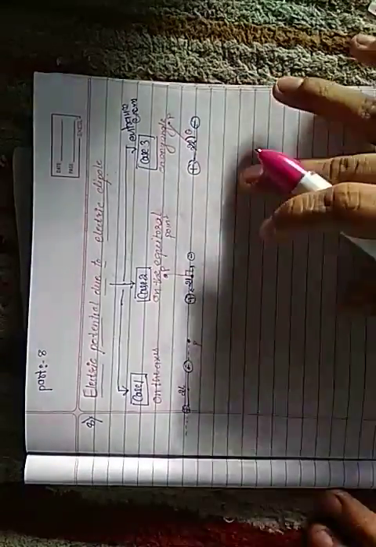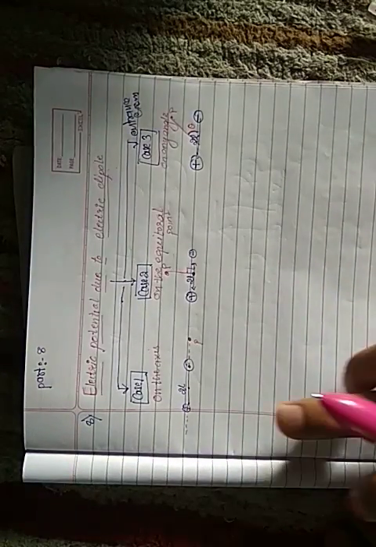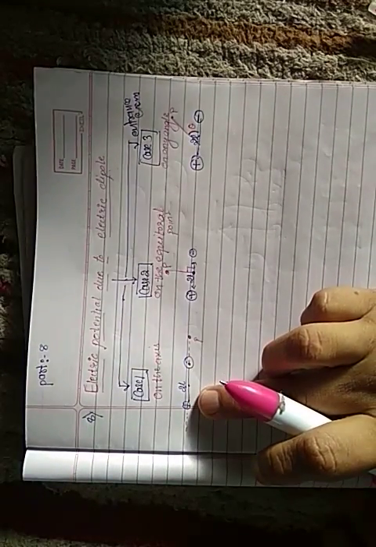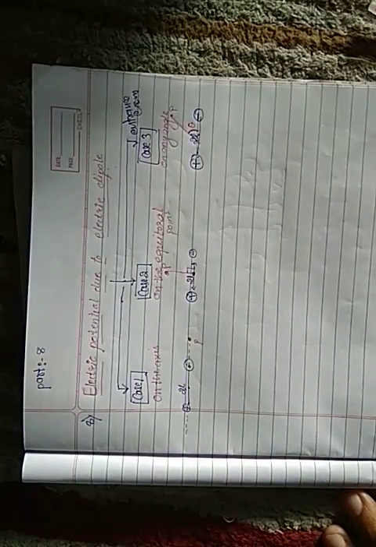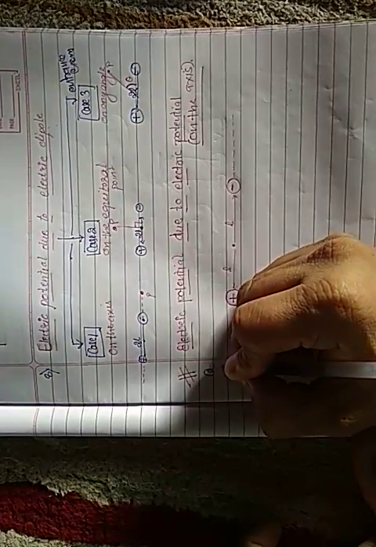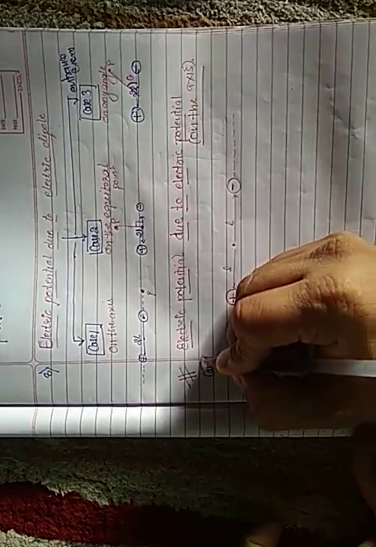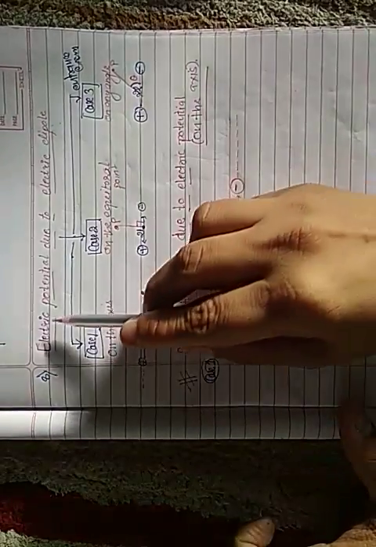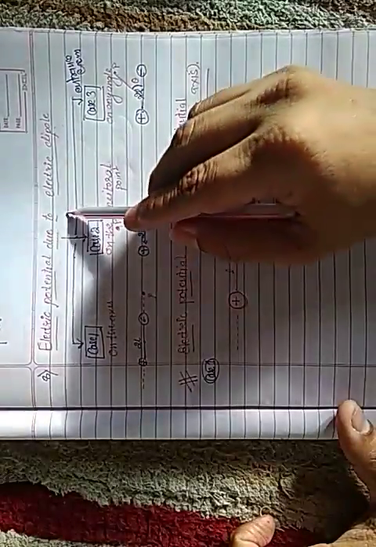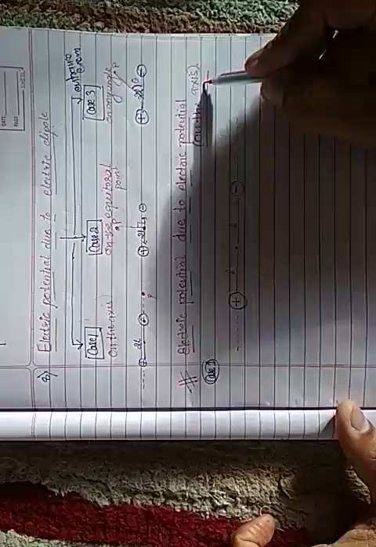So we have to discuss these 3. Starting with the very first one, case number 1. What is case number 1? We have to calculate electric potential due to dipole on the axis. So we are discussing on the axis.